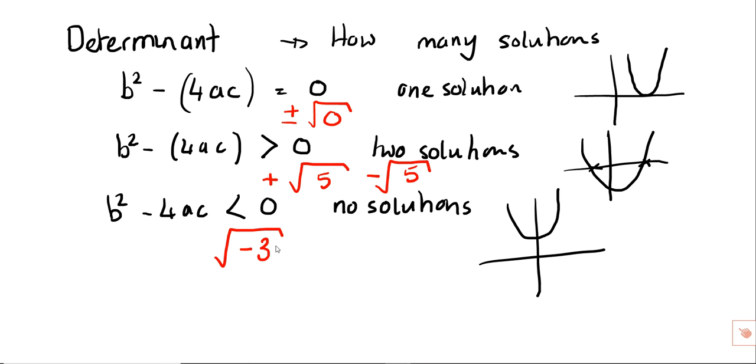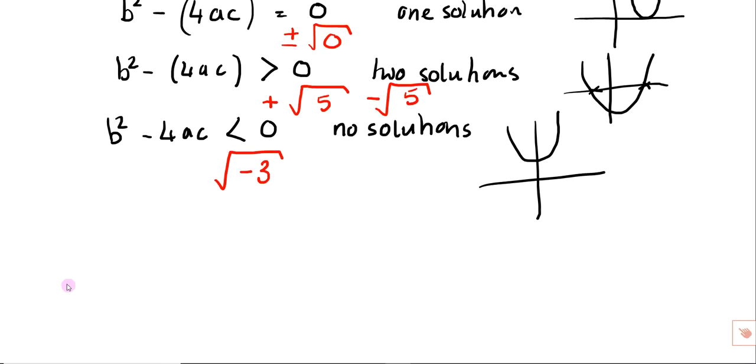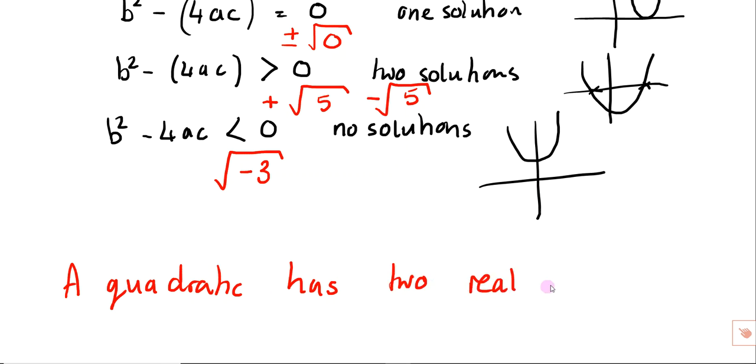So quite often a question will be written and the statement will be at the beginning of the question: a quadratic has two real roots. It'll make that statement at the beginning of the question. What do you think that means?